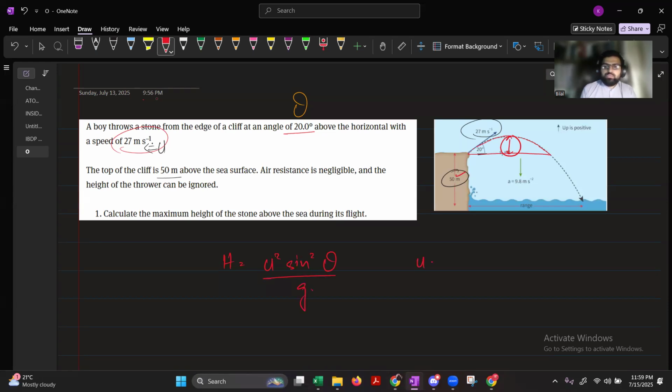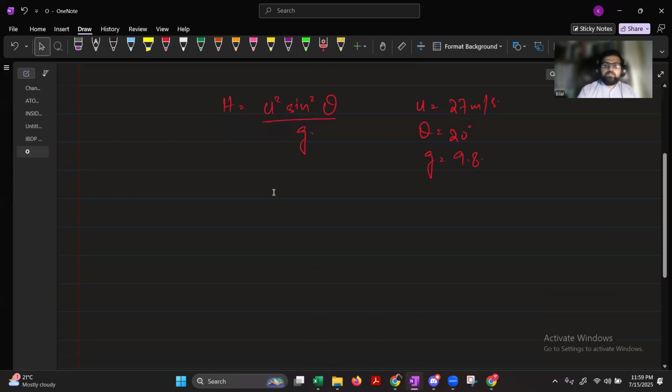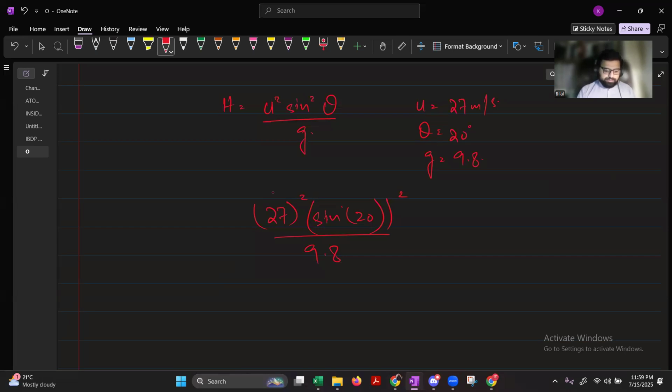The value of u here is 27 meters per second, theta is 20 degrees, and g is 9.8. So you can just plug in the values. 27 square into sine of 20 degrees, and you have to take the square of it, divided by 9.8. You just have to take out your calculator and you can easily solve this one. So 27 square.